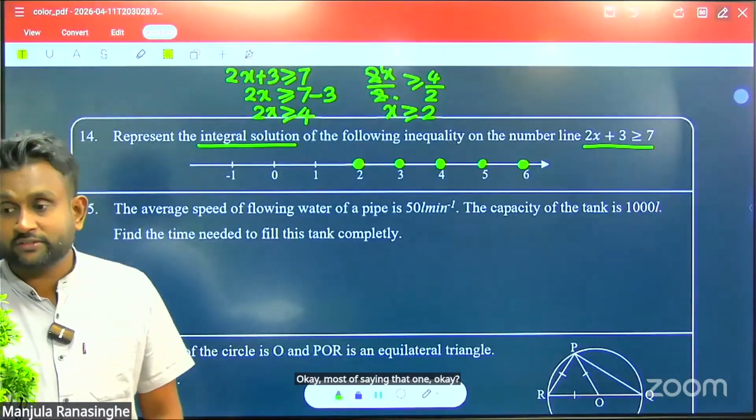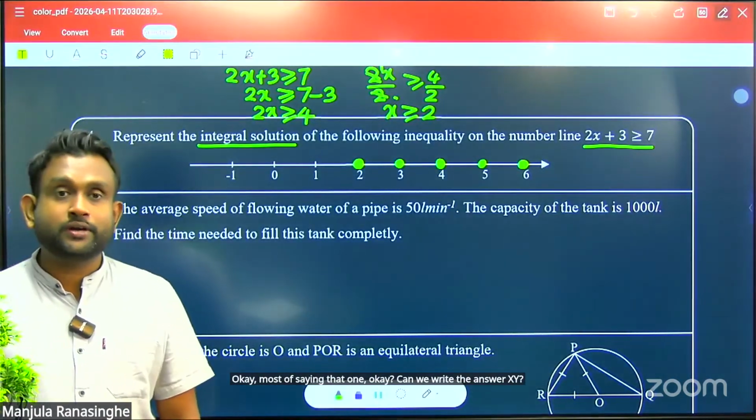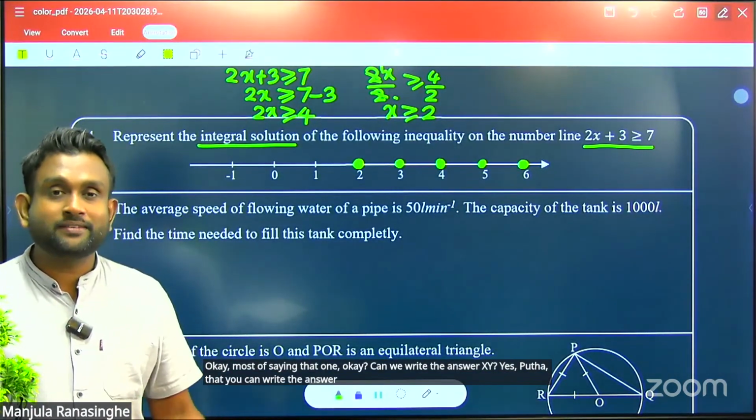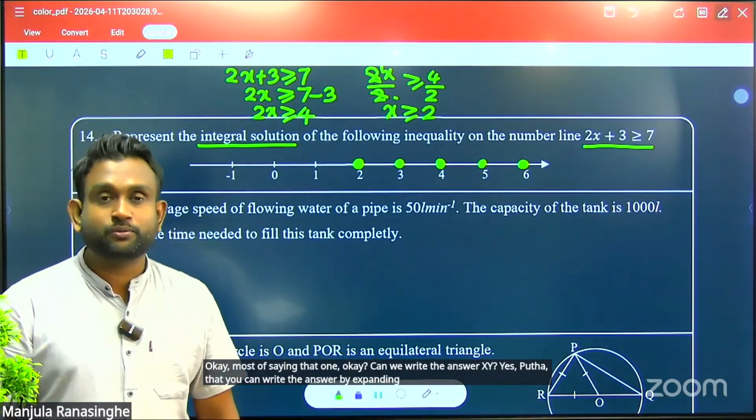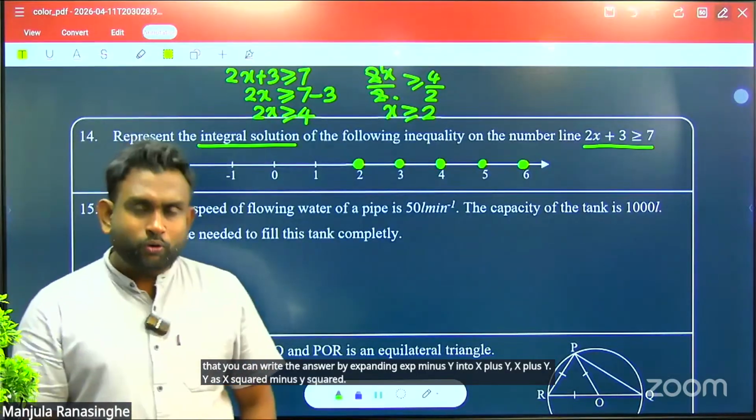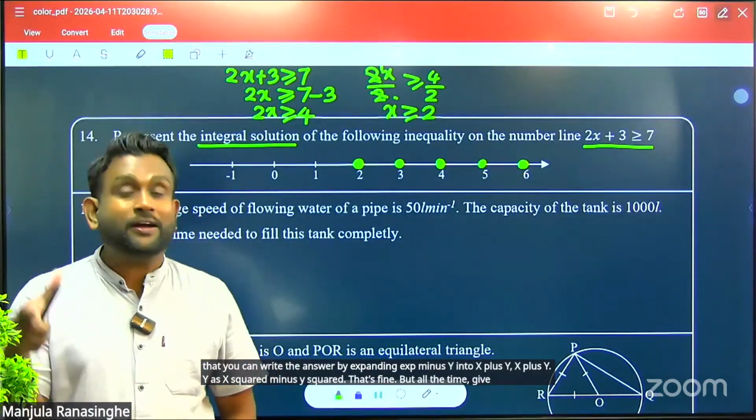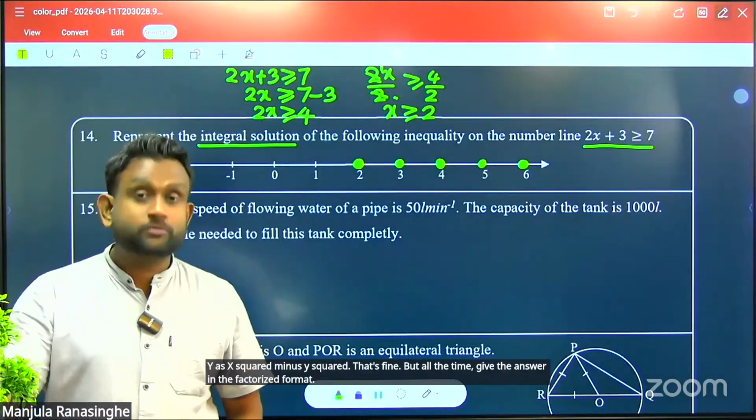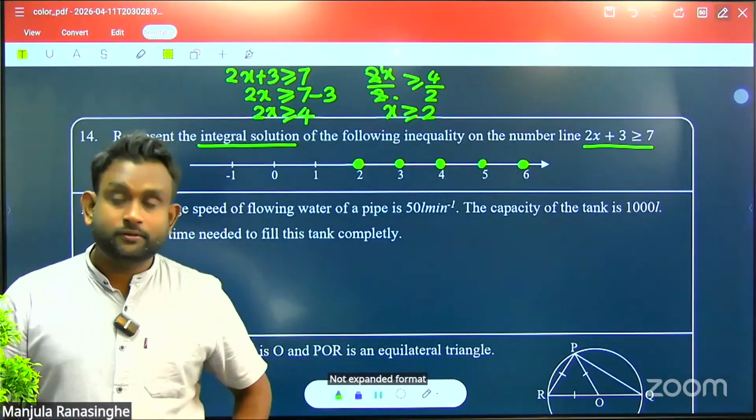Can we write the answer as xy? Yes, putta, you can write the answer by expanding x minus y into x plus y as x squared minus y squared. That's fine, but all the time give the answer in the factorized format, not the expanded format.